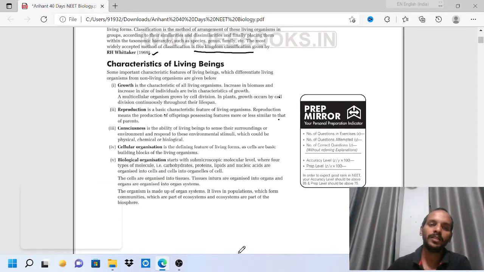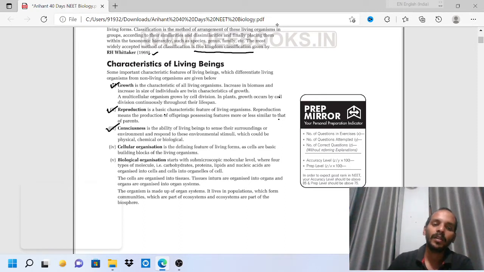The first character is growth. Growth is the first character. All living organisms increase their size or biomass, means they increase their weight and size, so it is known as growth. Reproduction means producing the same kinds of offspring which will be the same in physiological character and genetical character, is known as reproduction.